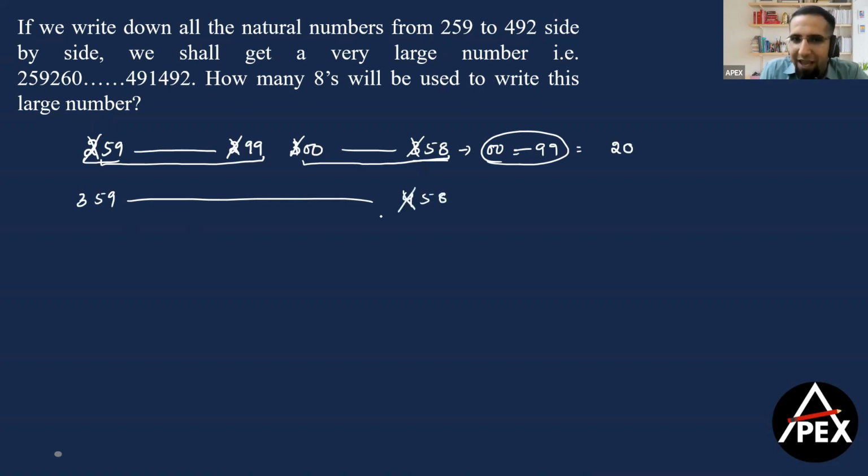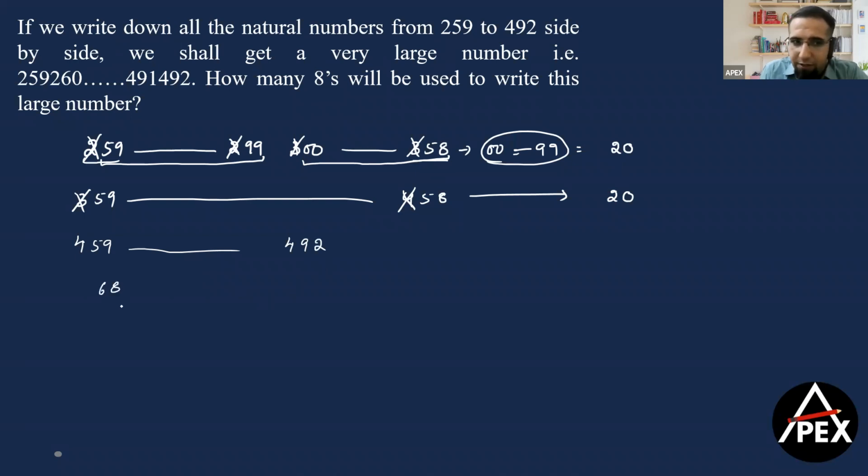In the hundreds place, either I have a 4 or I have a 3. Again, I'm writing 100 numbers. So whenever I'm writing 100 numbers, the number of times 8 appears is 20. Clear? Similarly, finally, I have 459 till 492. Now, how many times is 8 written?